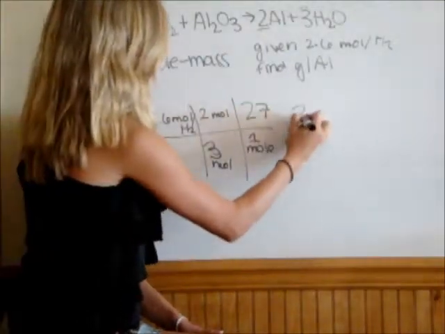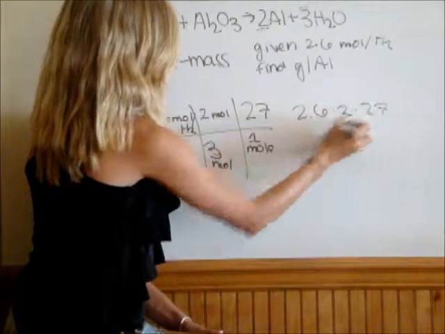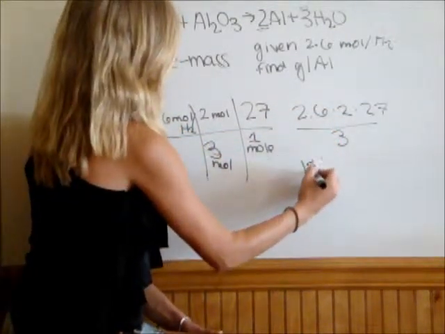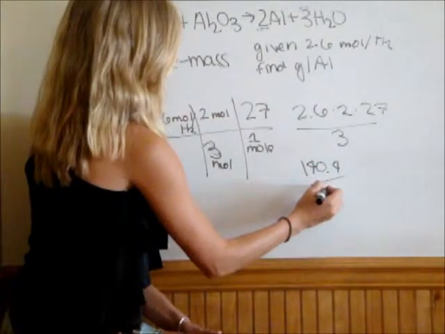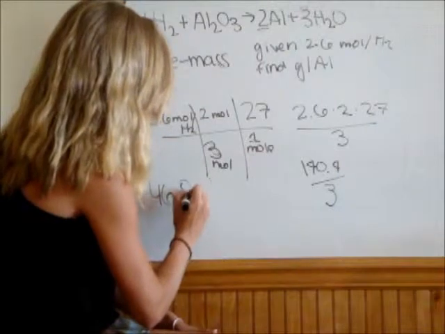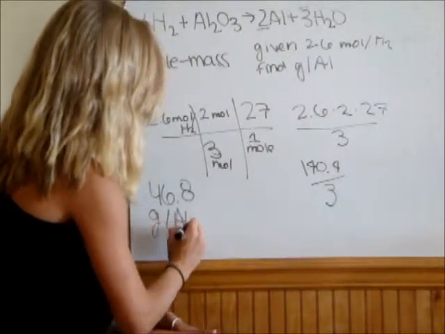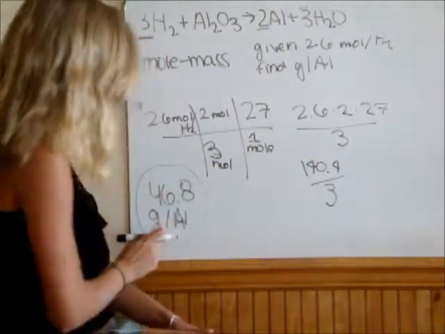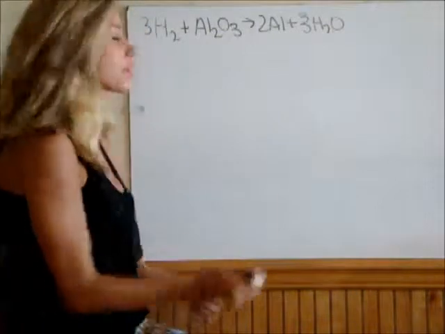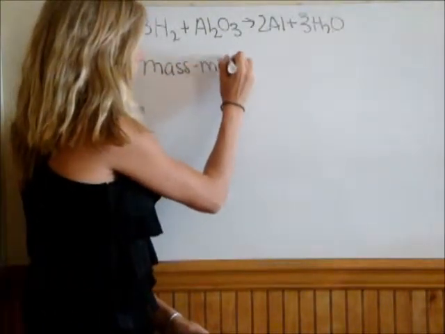So we will multiply across the top, and then multiply across the bottom, and then divide. This comes to be 140.4 divided by 3, and when you divide it, it becomes 46.8 grams of aluminum. And here's your answer. So now again, using our balanced equation, we're going to try a mass to mole problem.